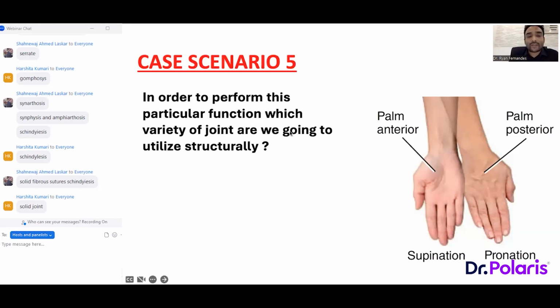So come on. What variety of joint are we going to utilize here? Solid joint or synovial joint? First point. Remember, we spoke about wrist joint, movement in two planes.